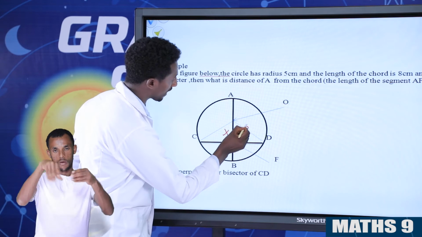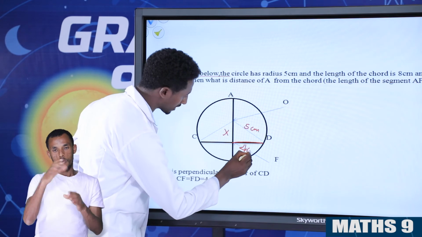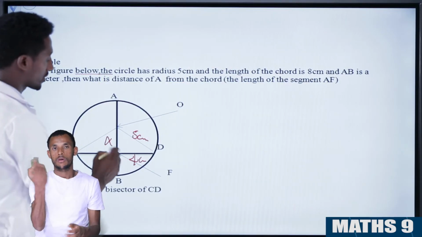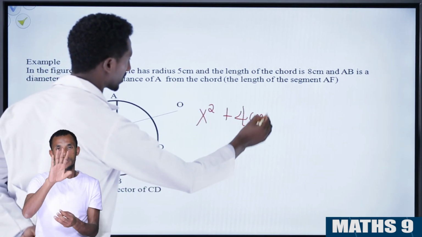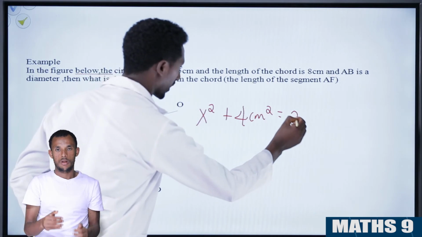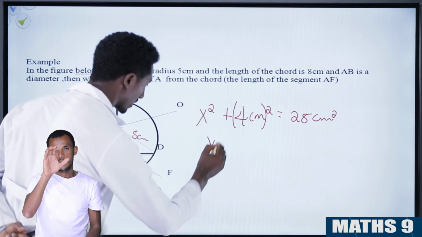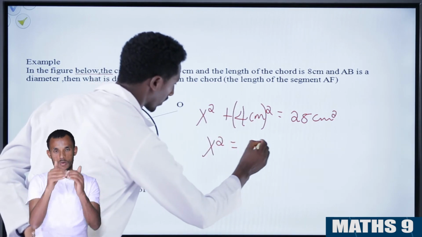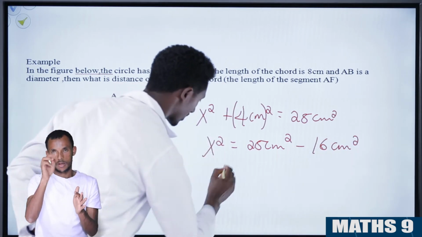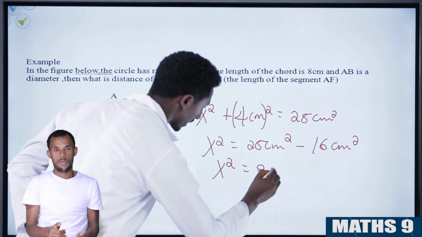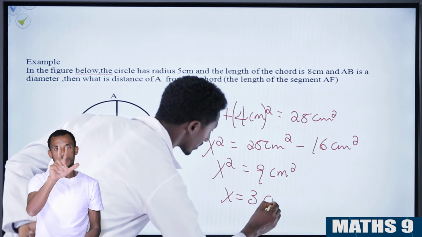This is given, which is 5 centimeter because it is the radius. And this is half of the chord, that is 4 centimeter. Okay, so using the right angle triangle here, x squared plus 4 centimeter squared equals 25 centimeter squared. That's x squared equals 25 centimeter squared minus 16 centimeter squared. That's x squared equals 9 centimeter squared. That's x equals 3 centimeter.